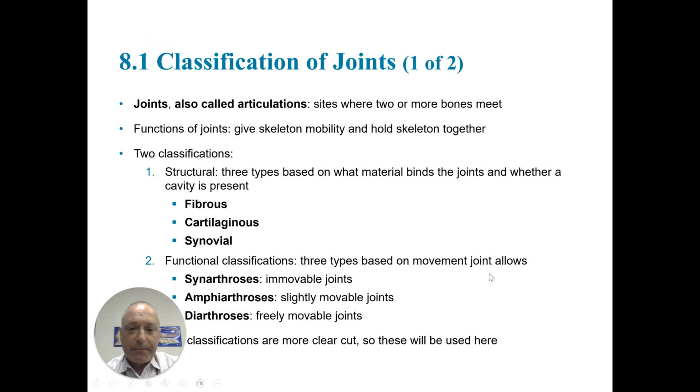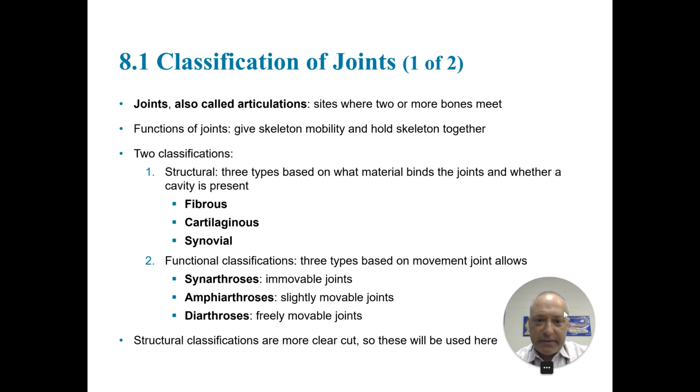Alright, let's go. Okay, so joints are also called articulations, the sites where two or more bones meet. The function of them is to give mobility and to hold the skeleton together. And there are fibrous, cartilaginous, and synovial joints. Now, the movements are either synarthrosis, which is immovable, amphiarthrosis, which is slightly movable, or diarthrosis, which is freely movable.